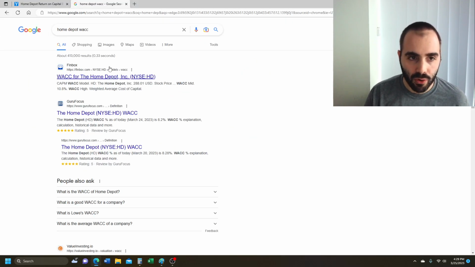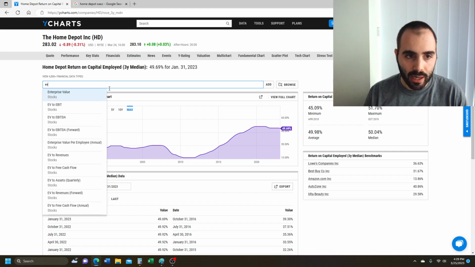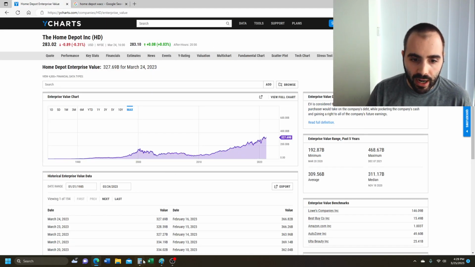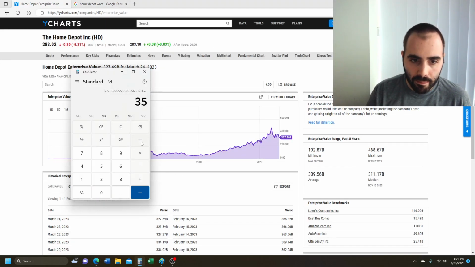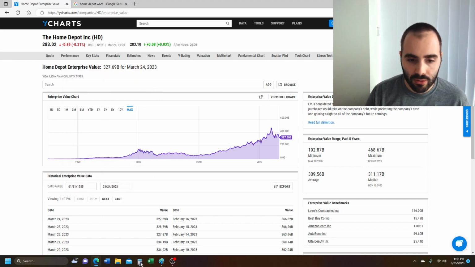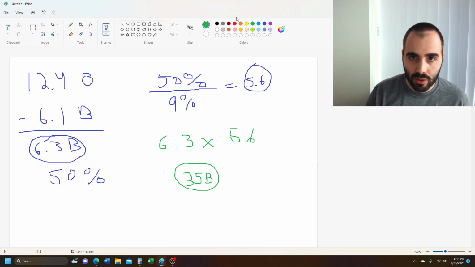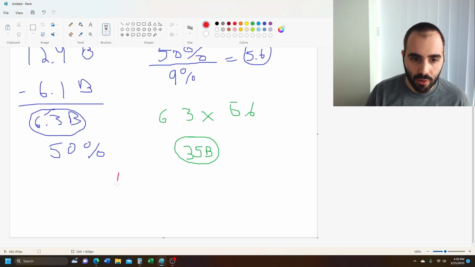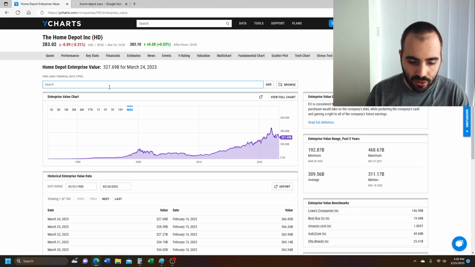Now what we do is, for Home Depot, we take their enterprise value and divide the 35 billion that we got by their current enterprise value in billions, 328. That gives us a roughly 10.7% yield. So what this is saying is from Home Depot, we get a 10.7% cash yield. In addition to this, we also have to take into account the dividends that are paid out to investors.